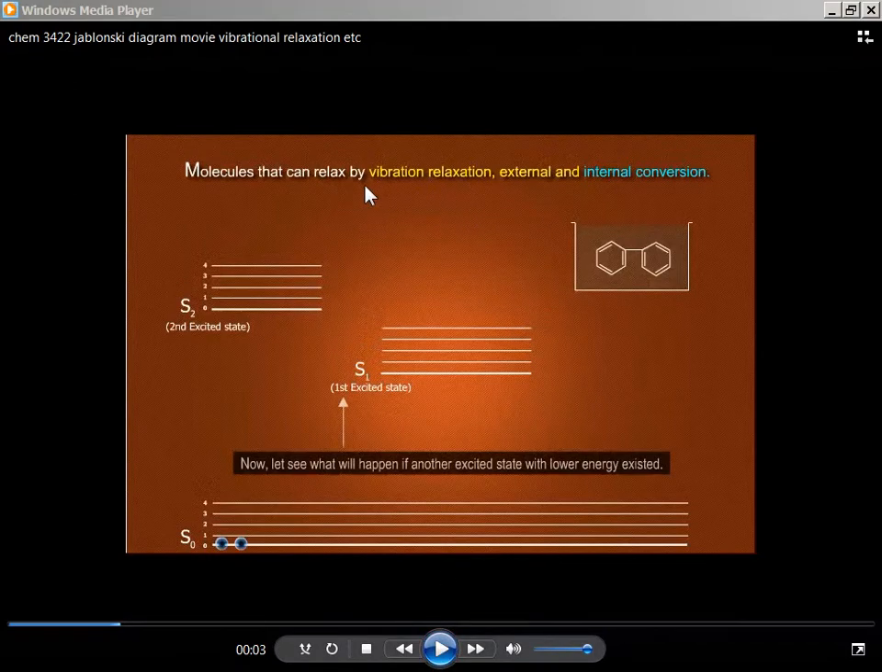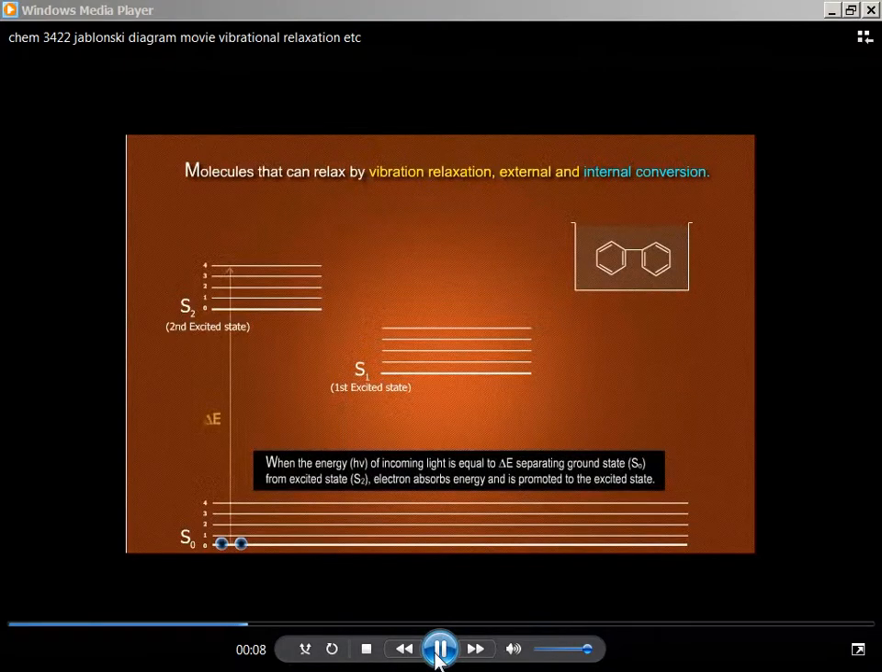Okay, so molecules can relax by vibrational relaxation and external and internal conversion. So let's see what will happen if another excited state with lower energy existed. So now you have this other excited state. This light has to exactly match what? The ground state and... Yeah, and look at all the different excited states. This has to match one of these lines. It doesn't have to go to the ground state of the excited state. Does that make sense? Yeah.